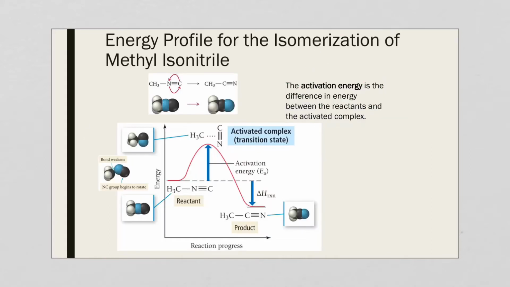One of the examples given in the book is this isomerization of what we call methyl isonitrile. This is a very simple reaction where we have one reactant undergoing, in this case, isomerization to form our product. Our reactant is the methyl isonitrile, where we have the CH3 group bonded to a nitrogen, triple bonded to a carbon. Now the product, notice the difference, is that the methyl group is now bonded to the carbon instead of the nitrogen. So in essence, the carbon and the nitrogen have swapped places, or this triple bond has flipped around.